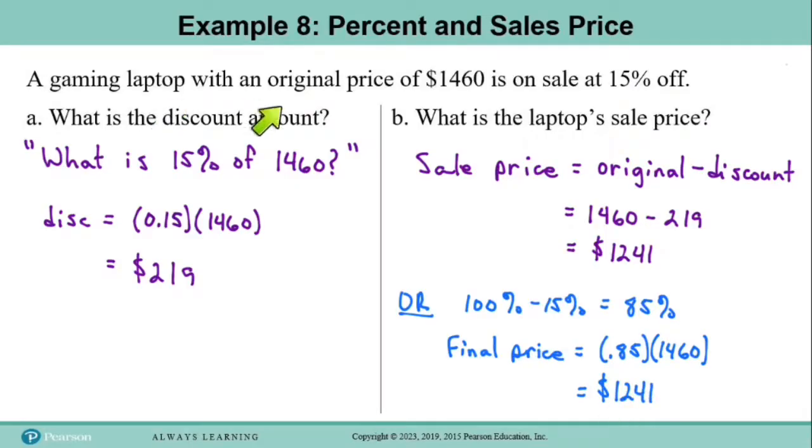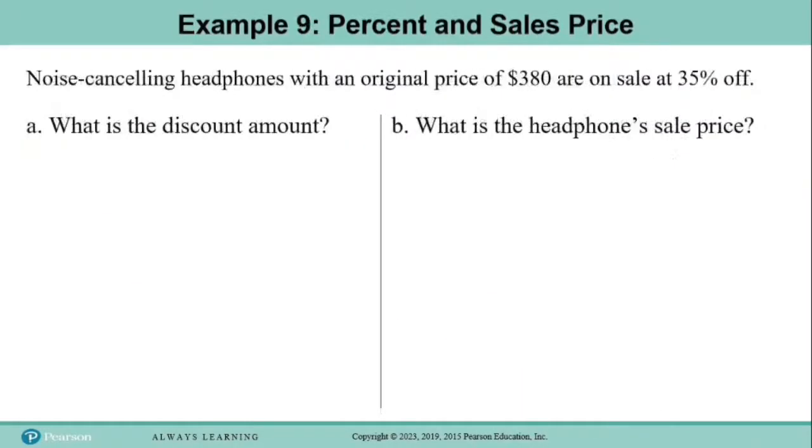So again, if you are trying to answer a question like this one, you can calculate the discount and then subtract to get the sale price. Or if you just want to know the sale price, you can subtract percents in your head and do a percent for what's left. So like here I said I'm saving 15%, 100 minus 15 is 85%, and so I'm paying 85% of the price. I'm paying $1,241.